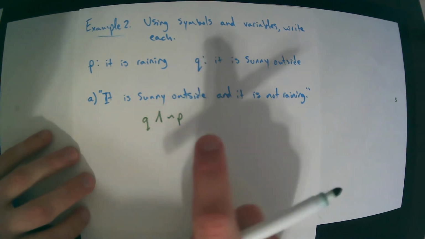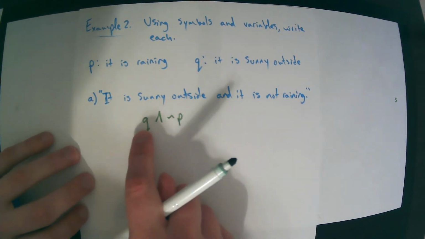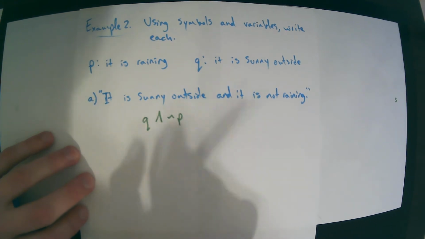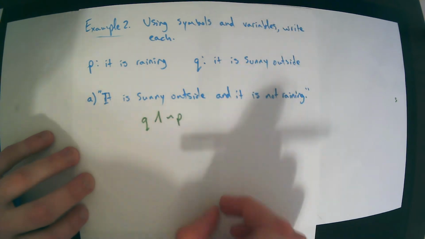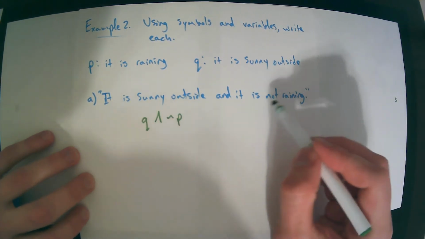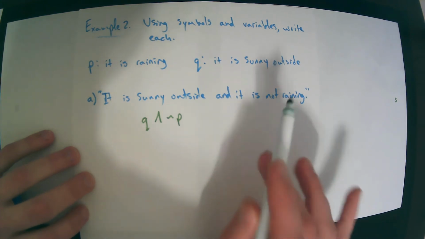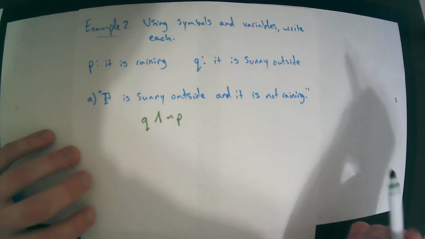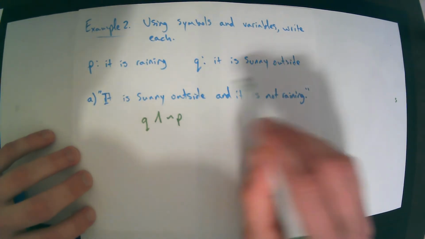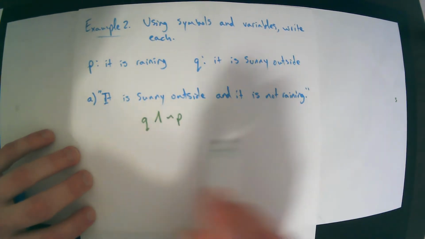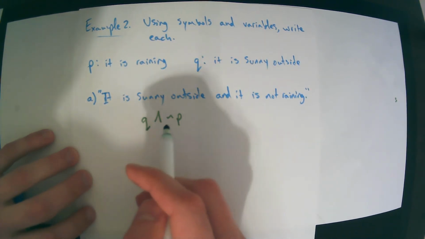So this is read as, if you want to read these symbols without worrying about what they mean, it's read as Q and not P. So you can almost go literally piece by piece. The only thing is with grammar, we don't say, it is sunny outside and not it is raining, right? So that's not grammatically correct. So when you put it in English, you've got to move that word not somewhere where it makes sense grammatically. But when we read it as symbols, we read it left to right, Q and not P.